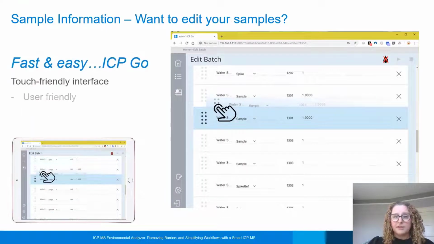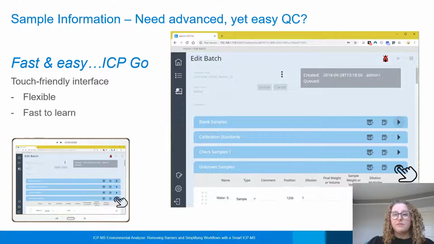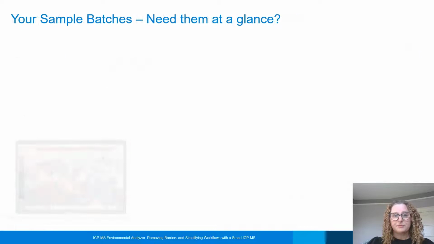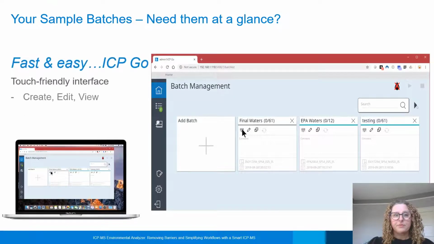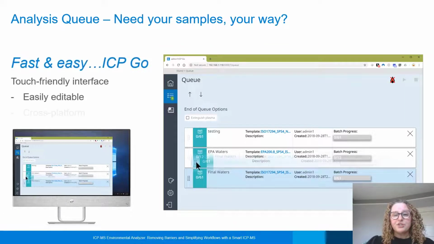You can edit your samples at any point. You can see here on the screen, you can just hit your edit batch. Even if you need advanced QC, that is not a problem. You can use your advanced QC functions with ICP Go as well. Your samples at a glance, no problem. If you need to change the order of different batches that you have in the queue, no problem. You can see how you can change the order of things all from your ICP Go.